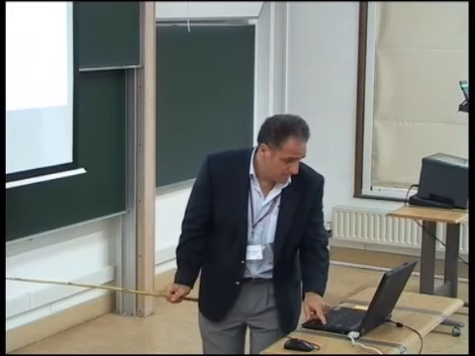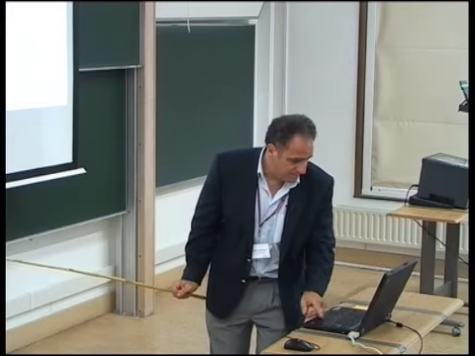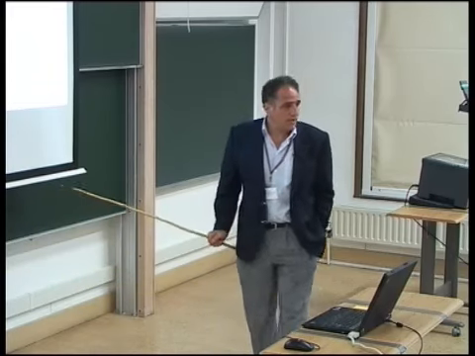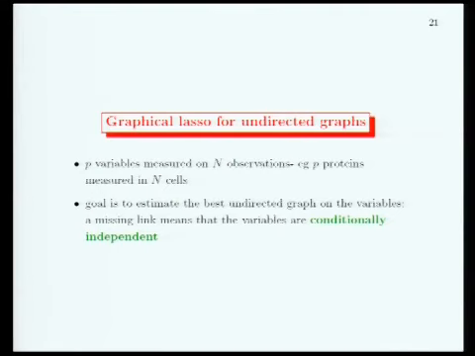Okay. So switching gears a bit, graphical models. How can you apply the Lasso to graphical models? Here's a little example. P variables measured on n observations. This is a little example in proteomics where I've got P proteins measured on n cells. And I want to fit an undirected graphical model to the data. So just to remind you what these graphical models mean, you draw a graph, and if you leave out a link between two nodes, it means the variables are independent given the other nodes.